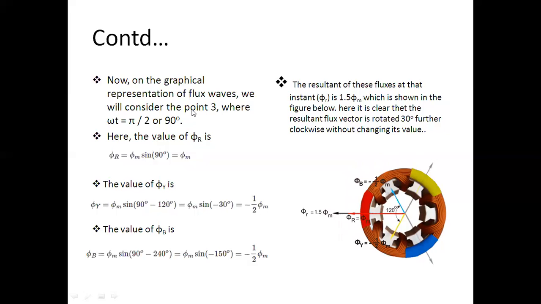Now the point 3 of the graphical representation, where omega t equals pi by 2 or 90 degrees. The value of phi r becomes phi m sine 90 degrees, that is phi m. The value of phi y becomes phi m sine (90 degrees minus 120 degrees), that is phi m sine of minus 30 degrees, that is minus half of phi m. And the value of phi b is phi m sine (90 degrees minus 240 degrees), that is phi m sine minus 150 degrees, that is minus half of phi m.